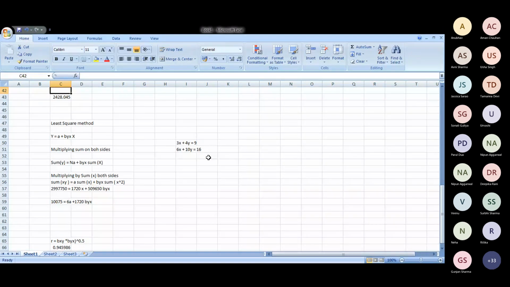Clear? So on that basis, we have to do the next thing, in which we are given the regression lines. We want to find the values of x and y, or the means or regression coefficients.